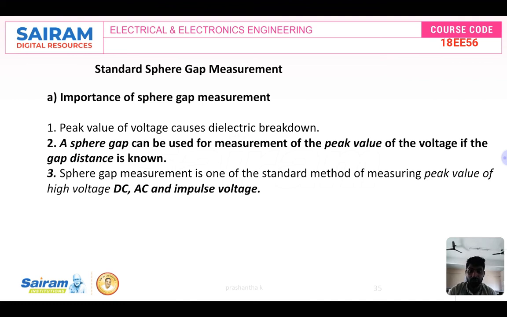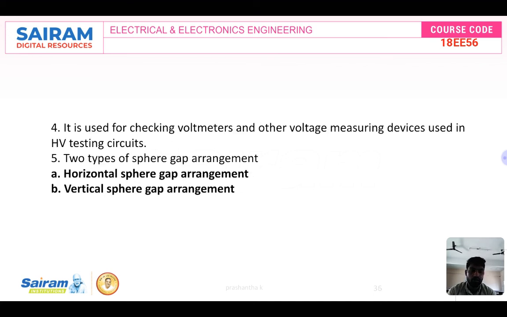So likewise it will happen if the peak value is reached. A sphere gap can be used for measurement of the peak value of the voltage if the gap distance is known. Sphere gap measurement is one of the standard methods for measuring the peak value of high voltage, DC, AC, and impulse voltages. It is used for checking voltmeters and other voltage measuring devices used in high voltage testing circuits. There are two types of sphere gap arrangement: horizontal and vertical.